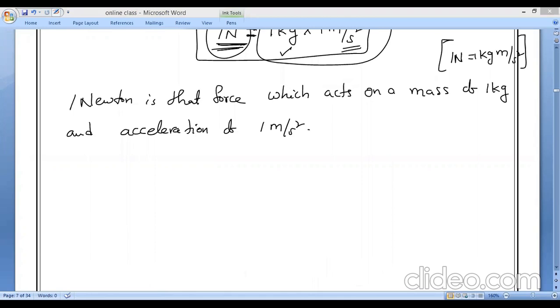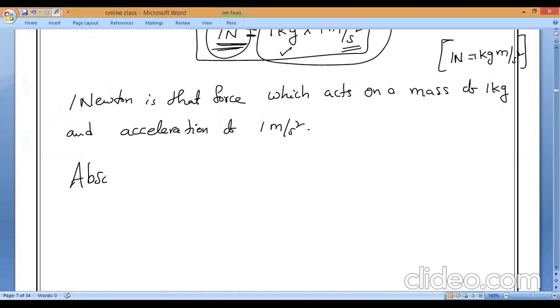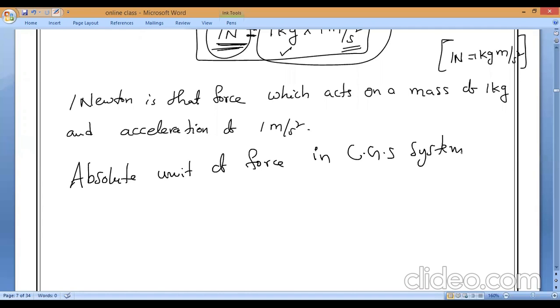Then write: absolute unit of force in the CGS system. Now, what do you mean by CGS? Anyone? Arun, Kailash, Kaushik, what do you mean by CGS?